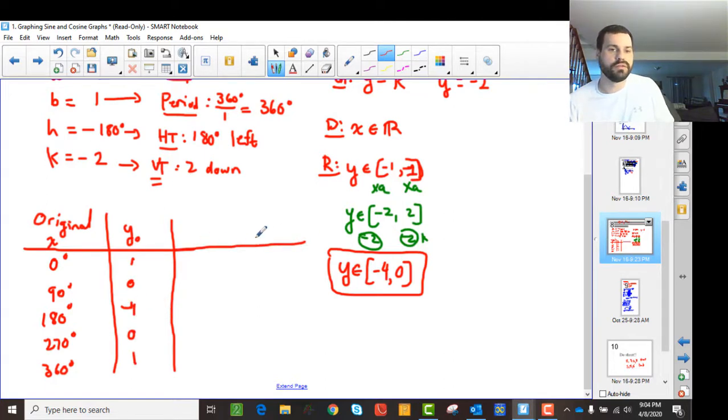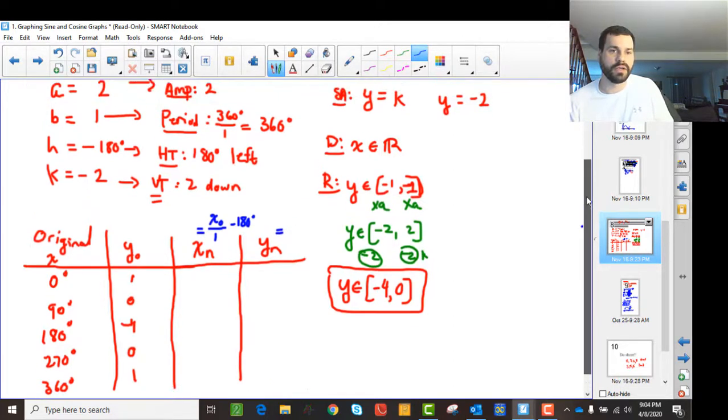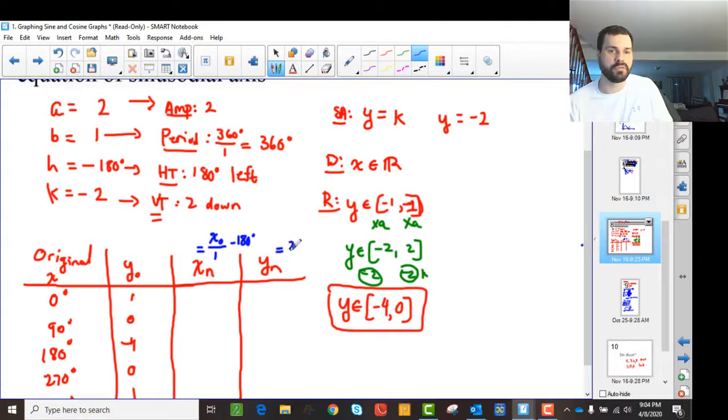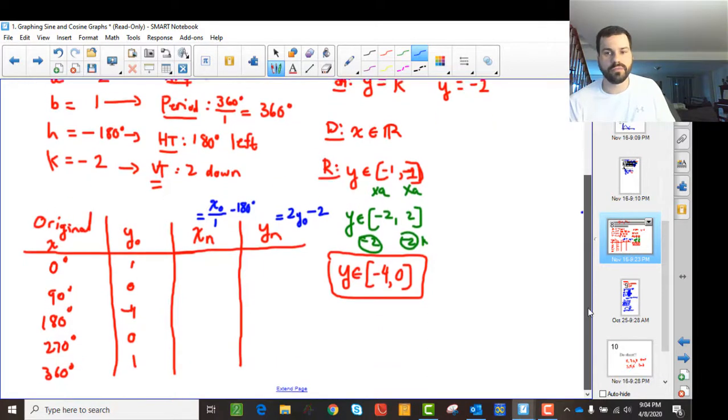So now my new ones, I'll just say x new, so xn, and then yn. I have to figure out what those are going to equal. xn equals x0 divided by b, b is 1, plus h, so -180. And then yn is going to be a times y0 plus k. If you look back up here, a is 2, so it's 2 times y0, and then plus k, and k is -2, so 2y minus 2.